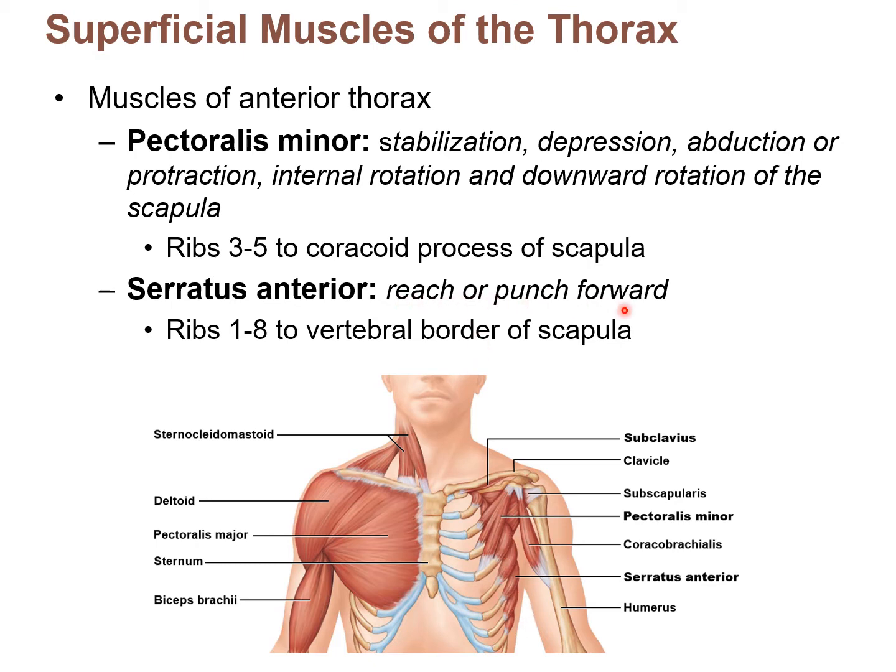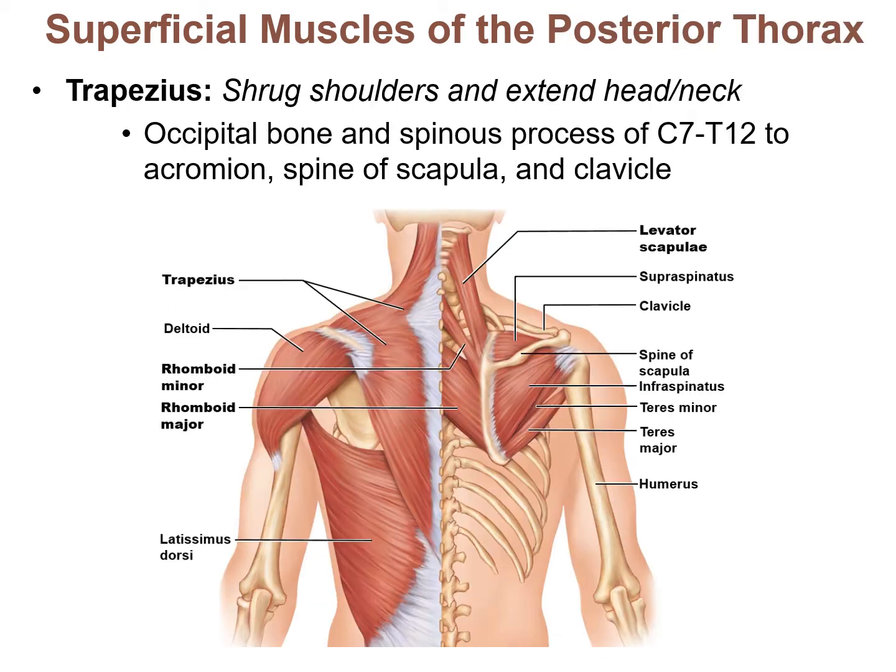Its action is to reach or punch forward. So if you hold your arm out in front of you, that's not serratus anterior's action, but once it's in front of you, if you kind of reach further forward or punch forward, that's the action of the serratus anterior.